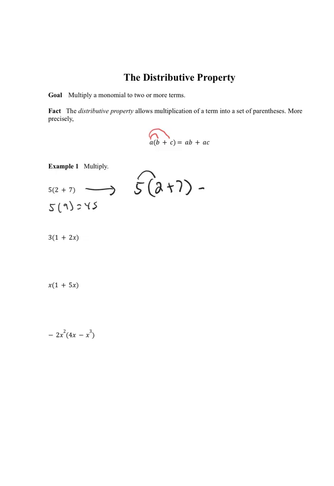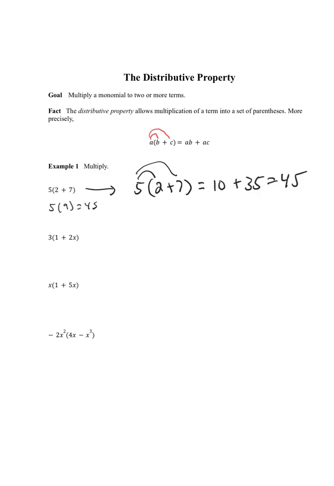So 5 times 2 is 10. 5 times 7 would be plus 35. And we do see we get 45. And so that's why we're able to use it for variable expressions. And it's just a nice way to clear out the parentheses.